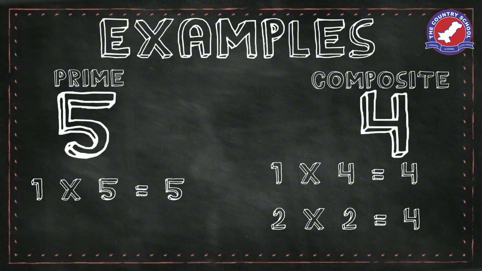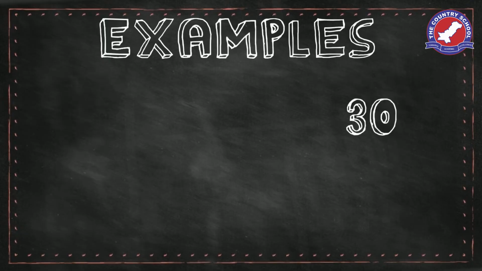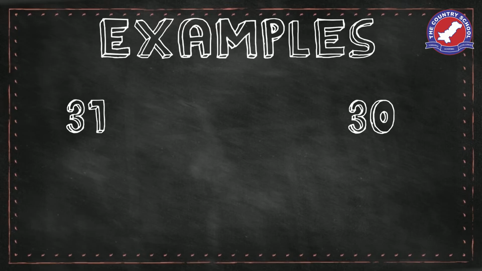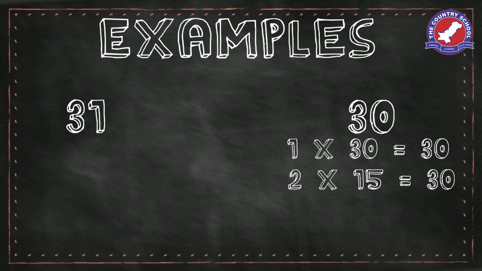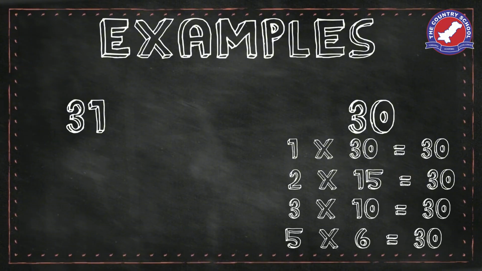So let's look at a couple of numbers that are a little bit larger. Let's look at 30 and 31. 30 is divisible by 1. It's even, so this means that it's also divisible by 2. So you already know that it's a composite number, but it's also divisible by 3 and 5. So again, 30 is a composite number.